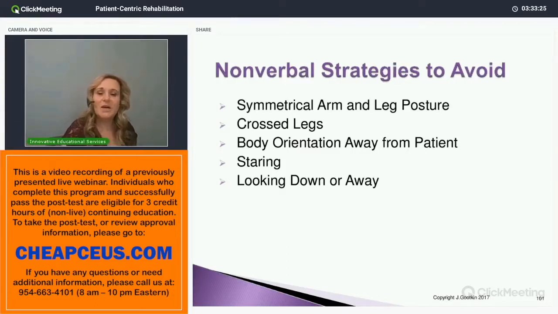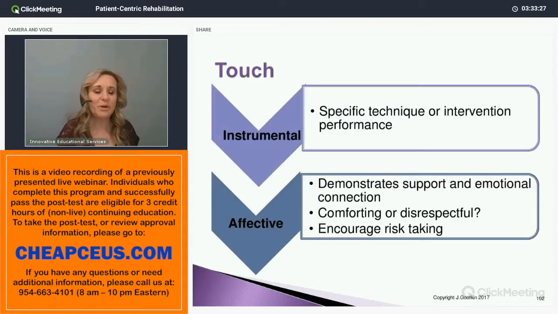Also consider that touch is important. We use different types of touch in therapy when we are communicating. Instrumental touch is very specific for a technique, versus affective touch, which is going to communicate more of that empathy, that emotion, that connection for our patients. And you need to get their permission for that.